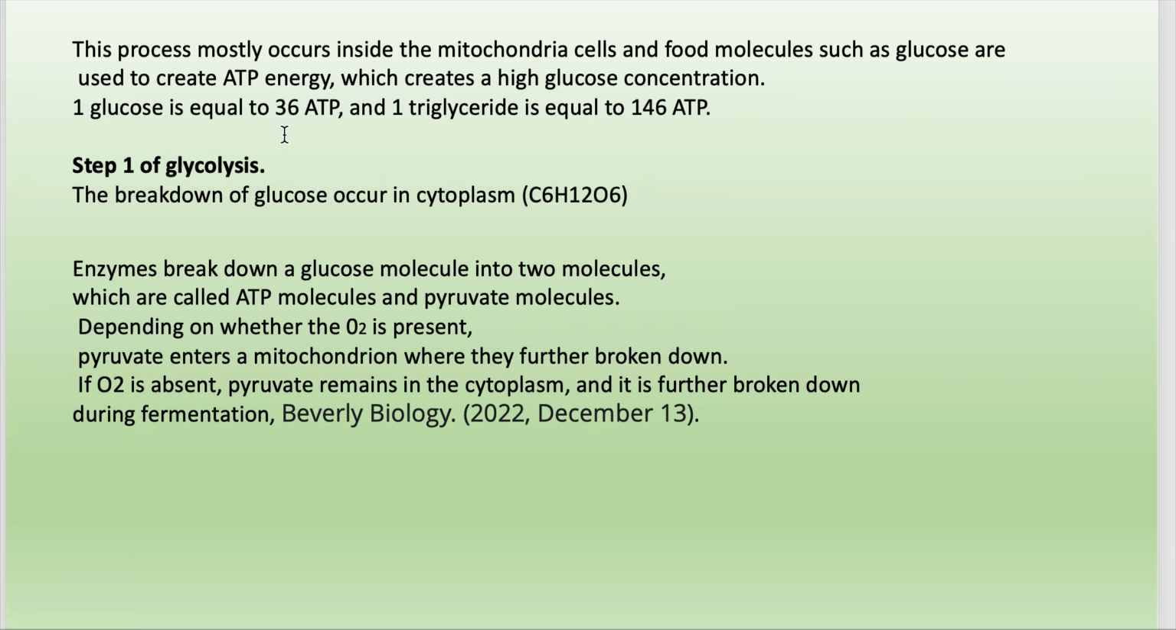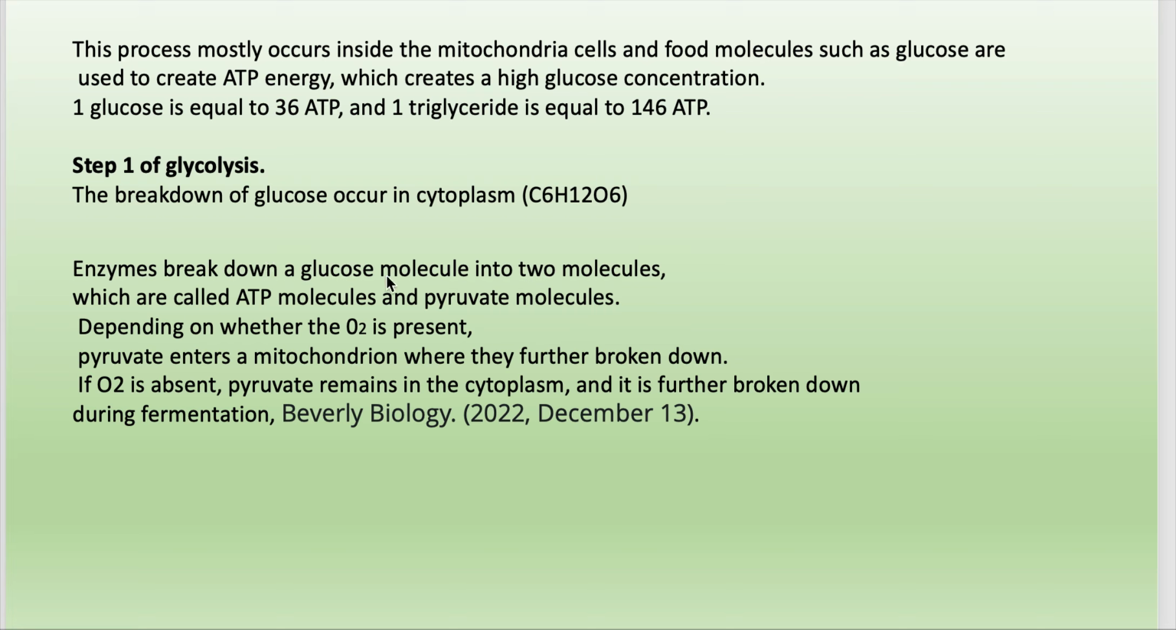This process mostly occurs inside the mitochondria of cells, and food molecules such as glucose are used to create ATP energy, which creates a high glucose concentration. 1 glucose is equal to 36 ATP, and 1 triglyceride is equal to 146 ATP. Breaking down of glucose occurs in the cytoplasm.